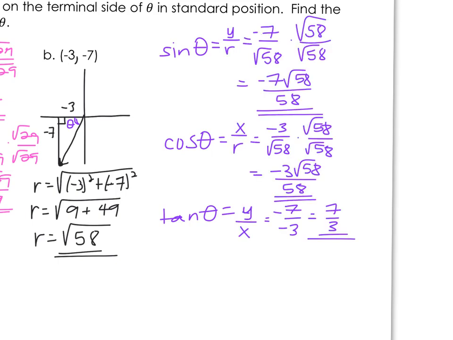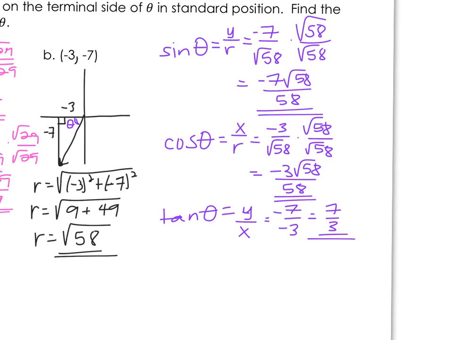For sine, I got -7 times the square root of 58 divided by 58. Cosine is also negative. Notice it's -3 square root 58 over 58. And check out tangent, everybody. If you apply y divided by x, you get -7 divided by -3. Recognizing that those 2 negatives would cancel, you'd get +7/3 as your answer.